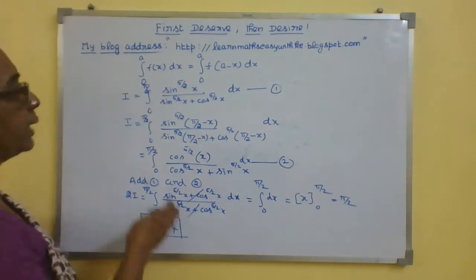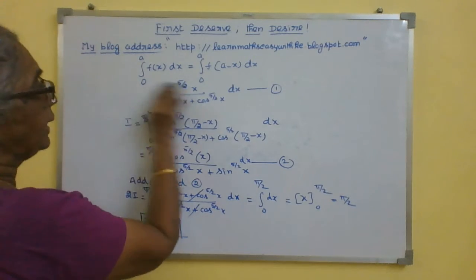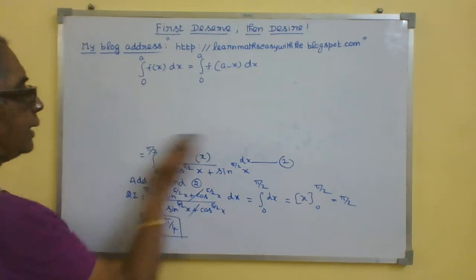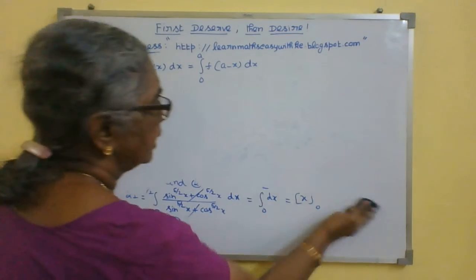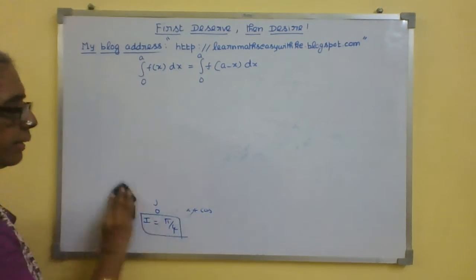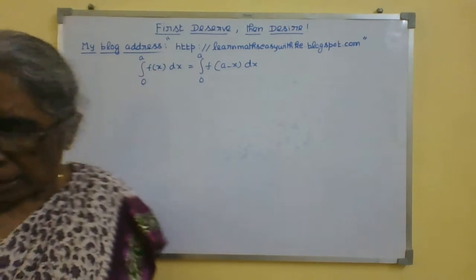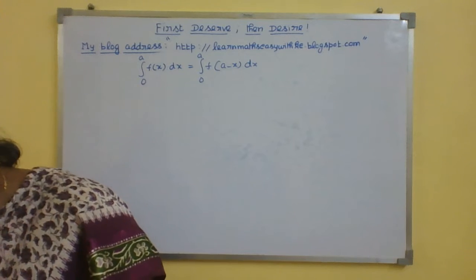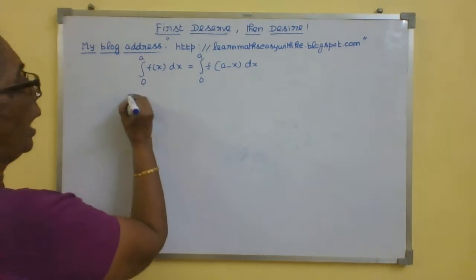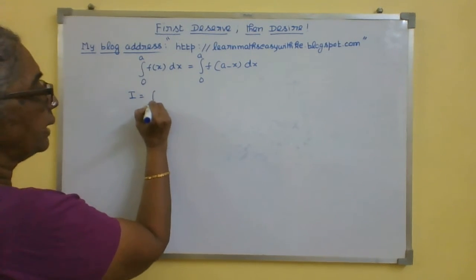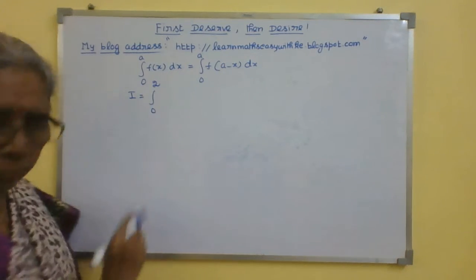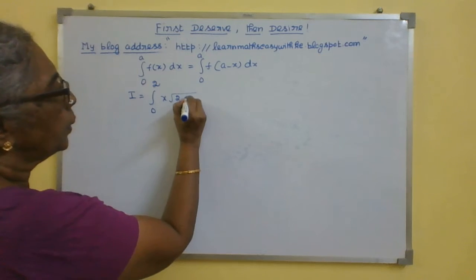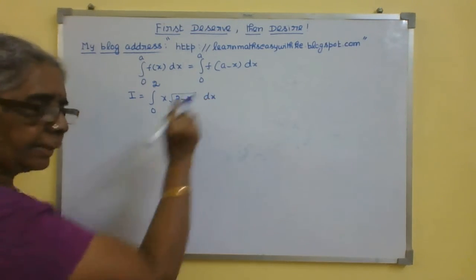You can try similar sums. Now let me move on to the next type, where I will be using this property: integral 0 to a f of x dx is equal to integral 0 to a f of a minus x dx. Okay. So now the sum I am going to take is I is equal to integral 0 to 2 of x into root 2 minus x dx.